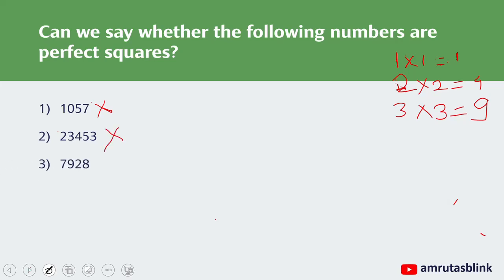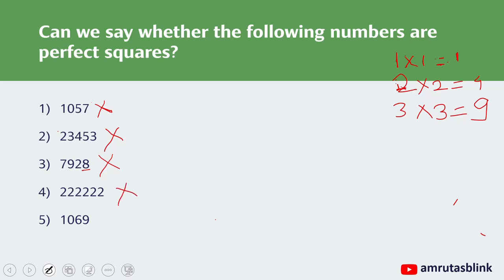Now next is 7928. So unit digit is 8. Now do you have any number? Again the same rule is applicable. So can you find any number when you multiply the number by itself you get the unit digit as 8? No. Hence this is also not a perfect square. Then next is 2,22,222. Do you have any such number where unit digit will be 2? No. So this number is also not a perfect square.